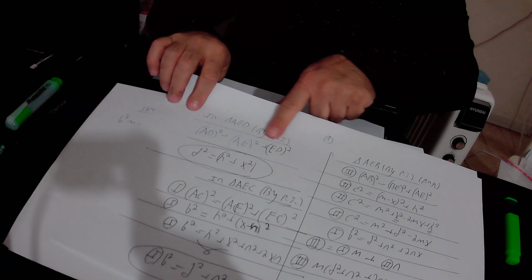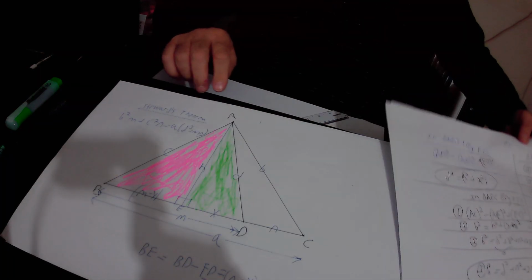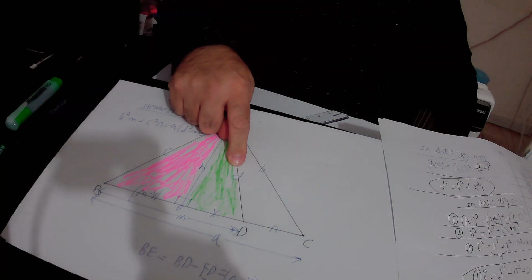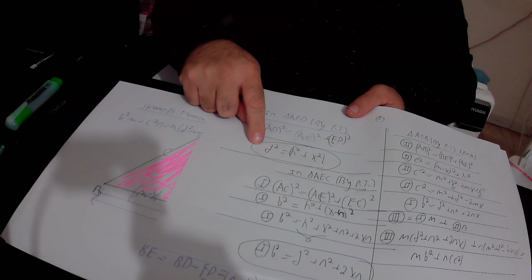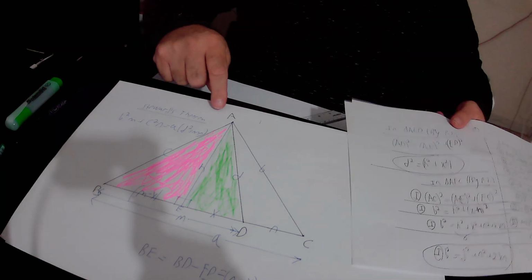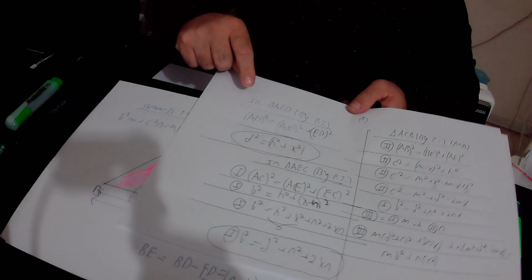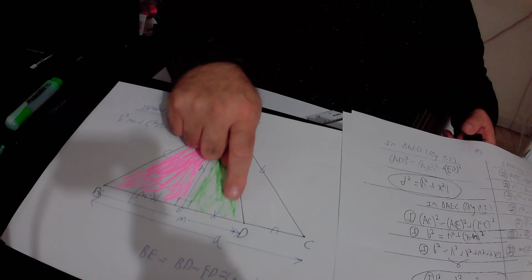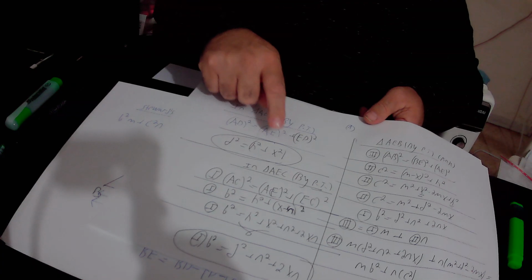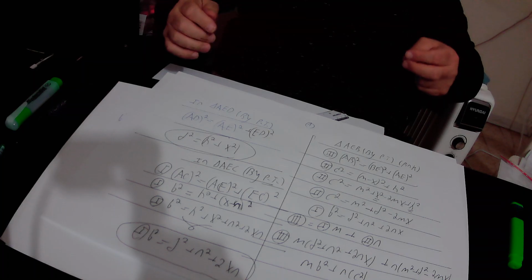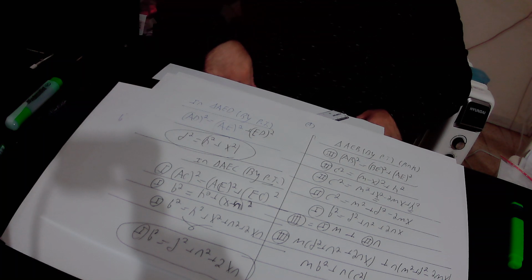AD square equals AE square plus ED square. AD equals D units in its length, so we substitute AD by D, therefore AD square is D square. AE equals H, therefore AE square is H square. ED equals X units in its length, therefore ED square is X square. So in conclusion, we found out that according to the Pythagoras theorem, in the right green triangle AED, D square equals H square plus X square.